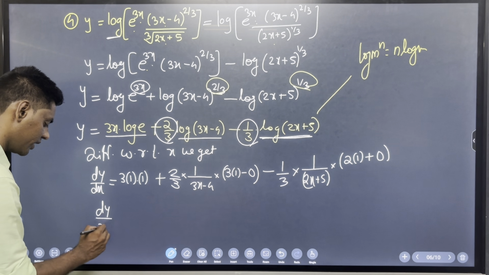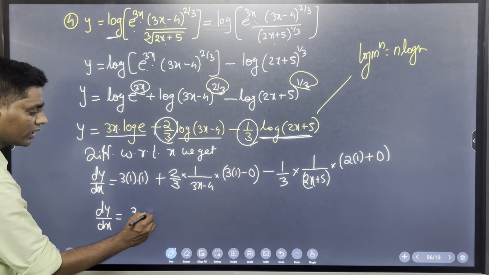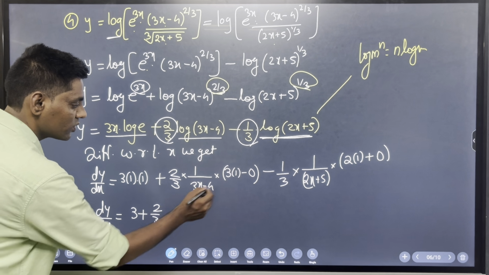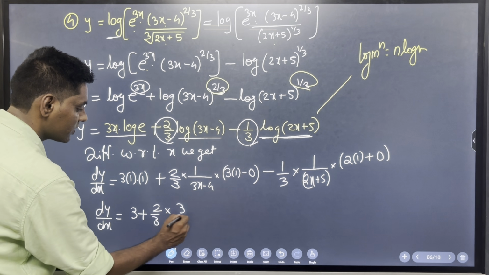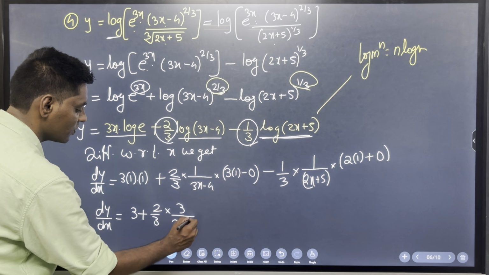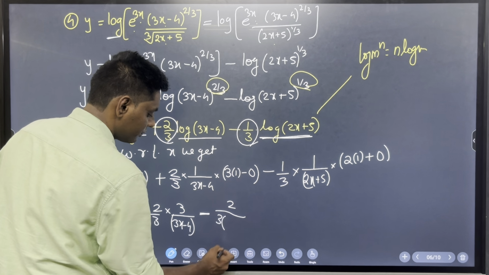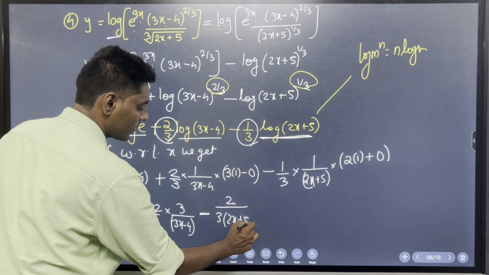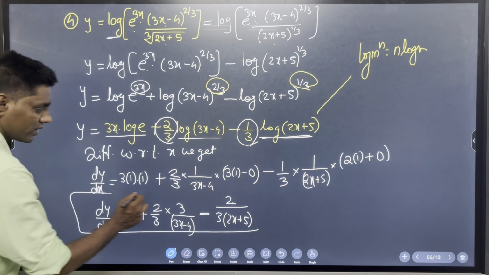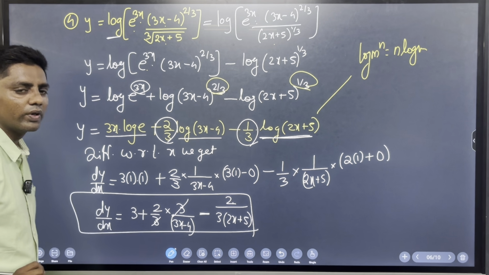So dy by dx equals 3 plus 2 by 3. Here 3 ones are 3, so that is 3 divided by 3x minus 4. And last, minus 2 divided by 3 into 2x plus 5. So this is the final answer. Just cancel 3, and we get the final answer.